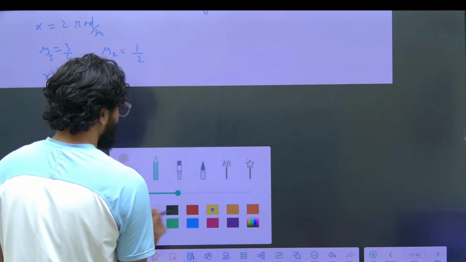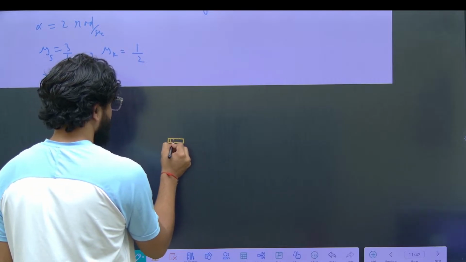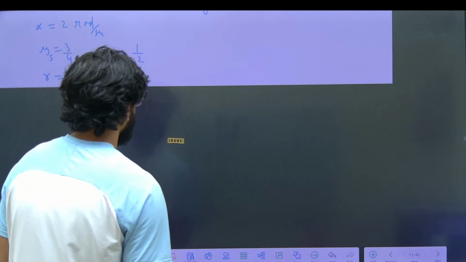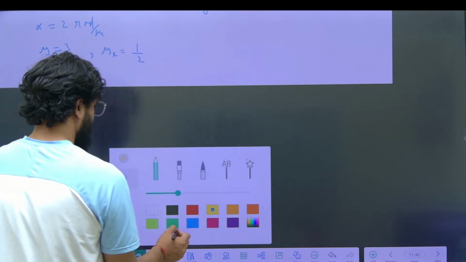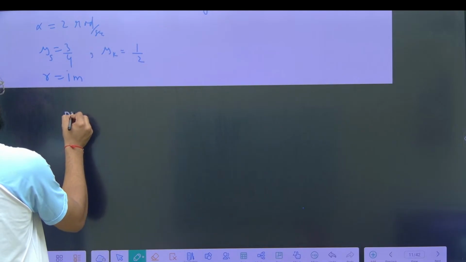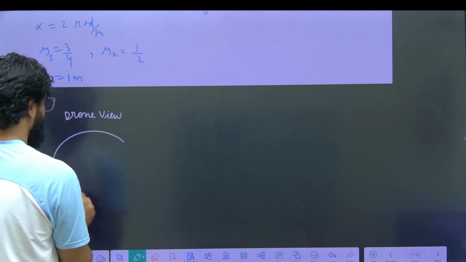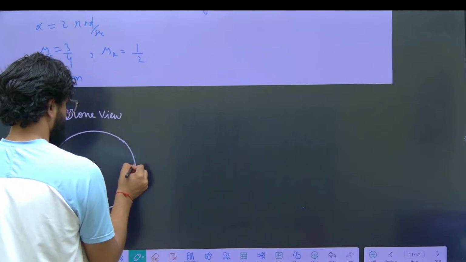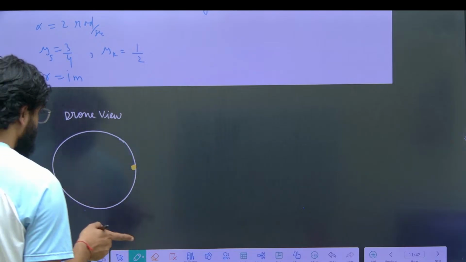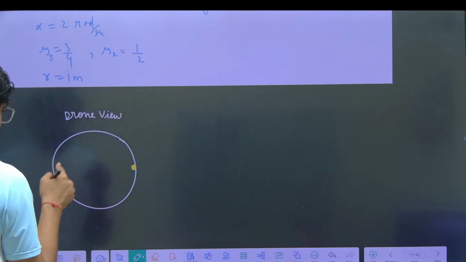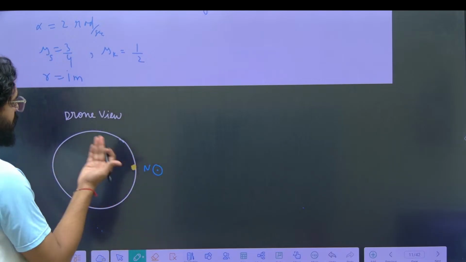So the net force from the disc, that is what they are asking. So if this is a coin, okay, so let's make a top view or drone view. Okay, so this is our disc, this is our coin. Okay, the net force by the disc on this guy, firstly there will be N, which will be coming out of the plane of this disc.